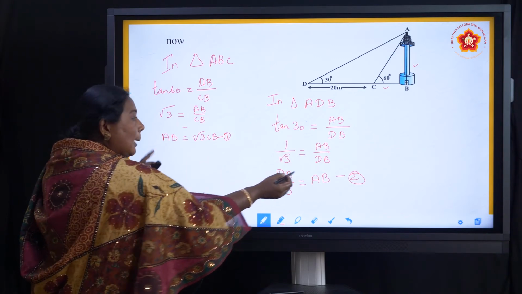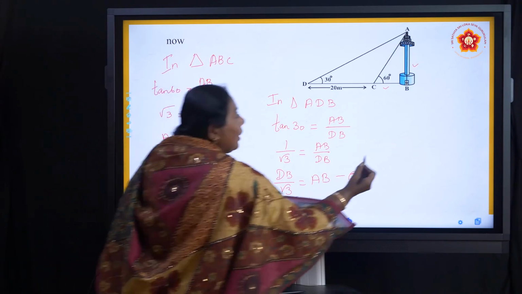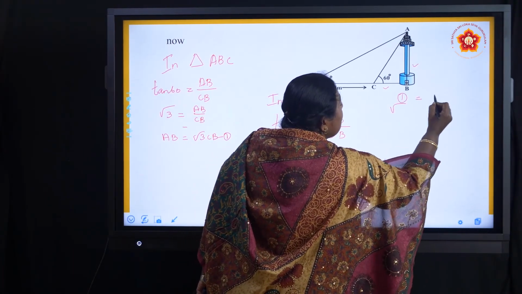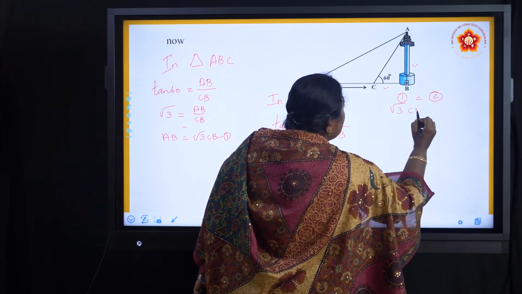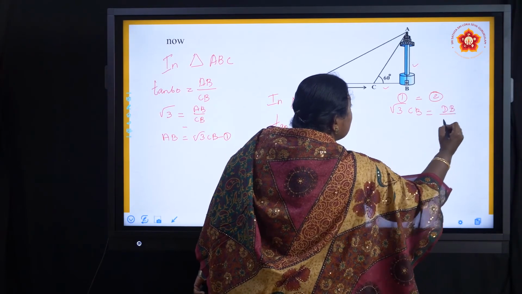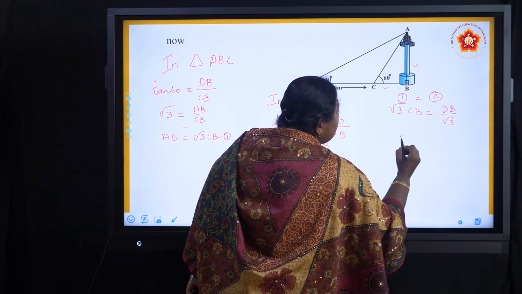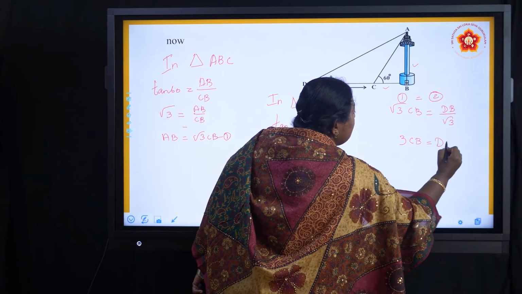So I can compare these two equations 1 and 2. If I compare 1 and 2, what do I get? The first equation is equal to the second equation. So root 3 CB is equal to DB by root 3. So cross multiply the root 3. So I'll get root 3 into root 3, 3 CB is equal to DB.